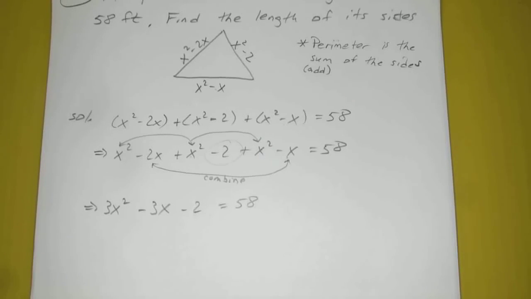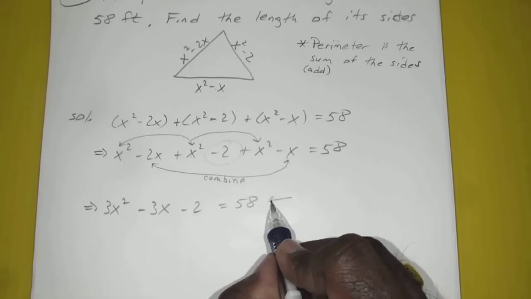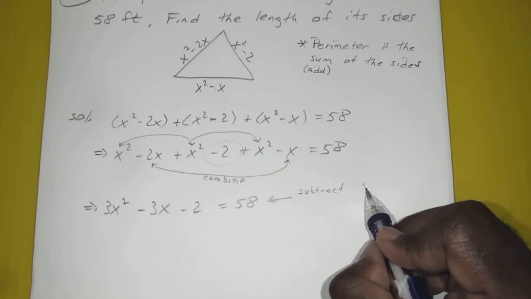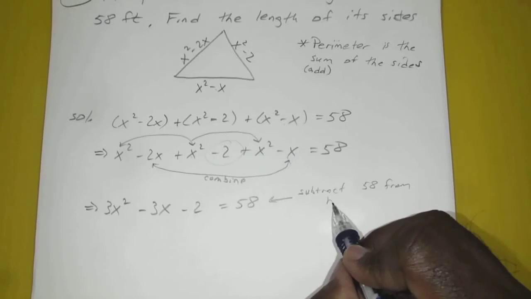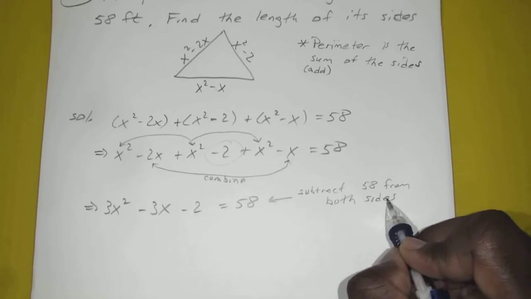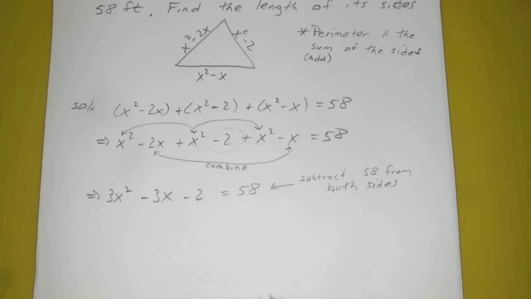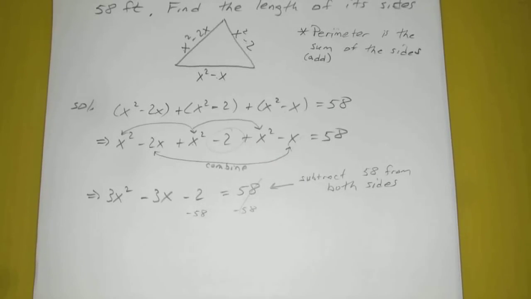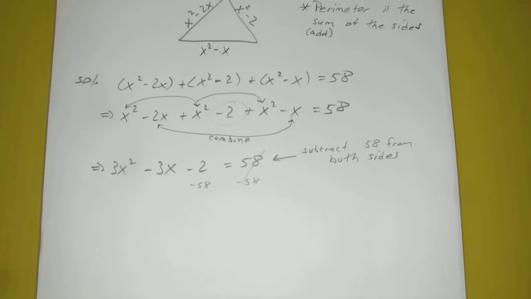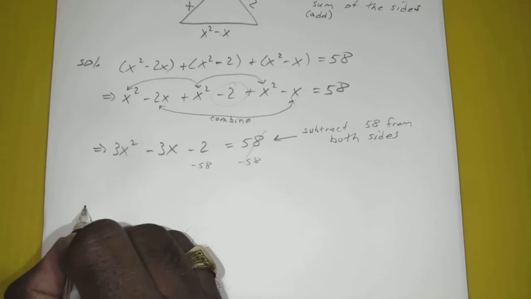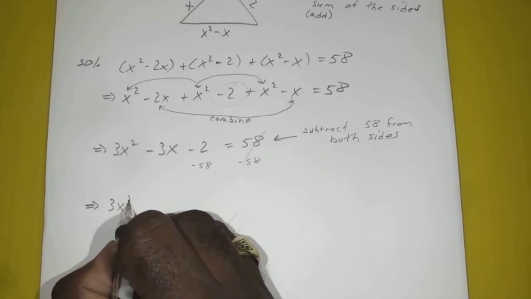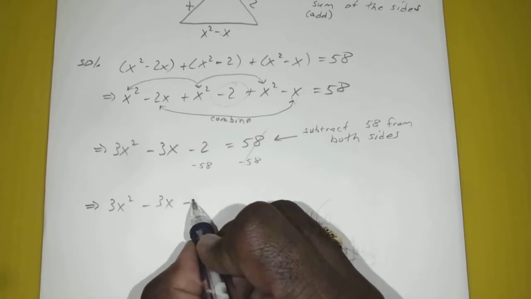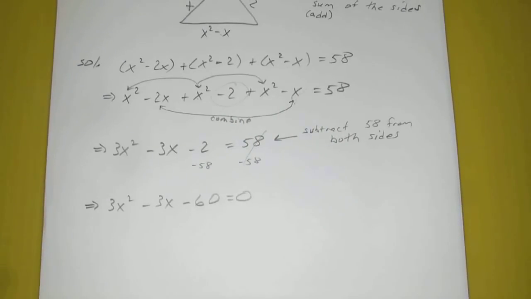Now we know we have to put it into standard form, so we subtract 58 from both sides. Okay, so if we subtract 58 and subtract 58, that just becomes 0. So we end up with 3x squared minus 3x, minus 2 minus 58 gives us minus 60 equals 0.